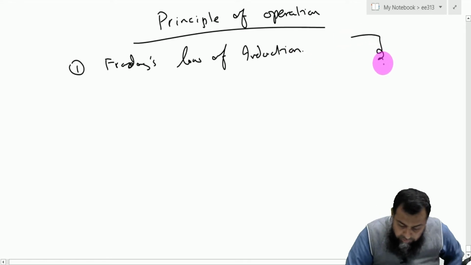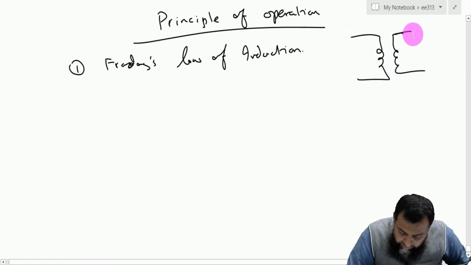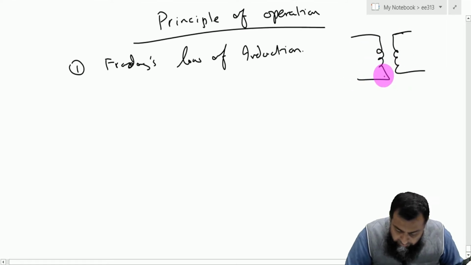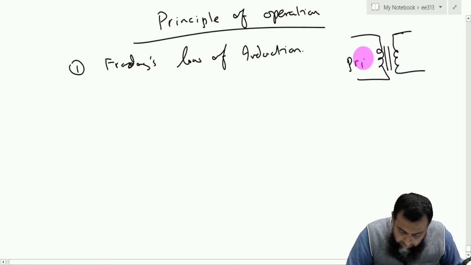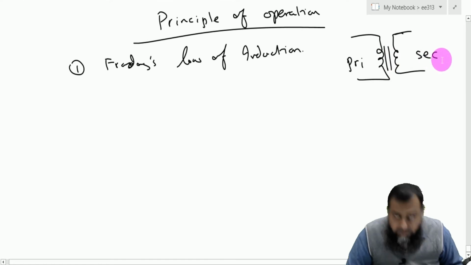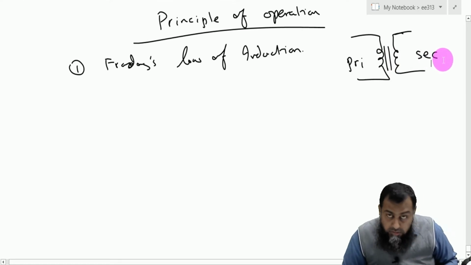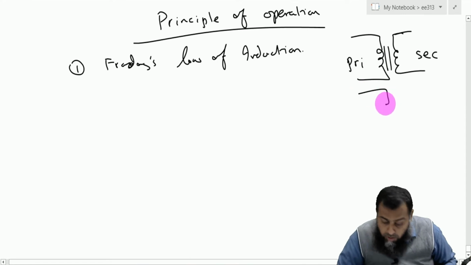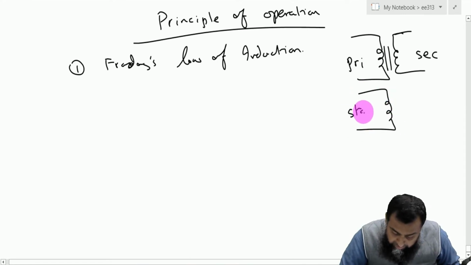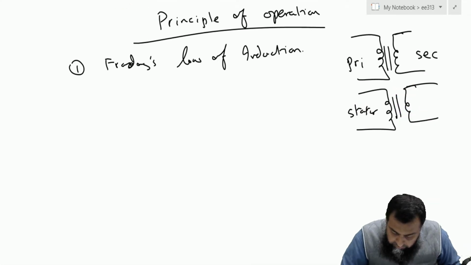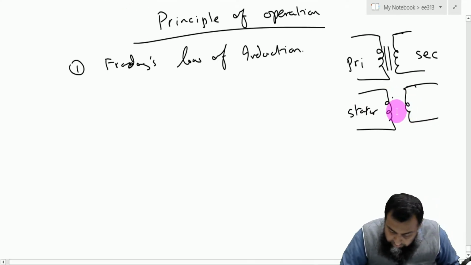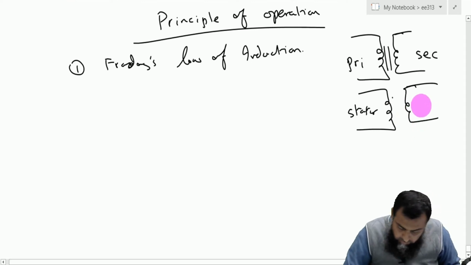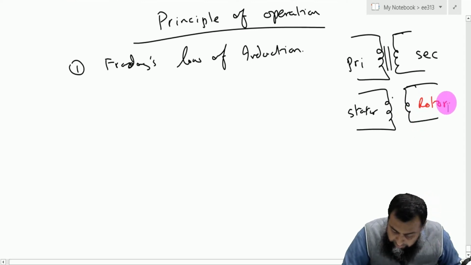However, here, instead of having a stationary secondary winding, suppose this is the transformer model: here we have the primary winding and here we have the secondary winding. The induction machine can also be modeled in terms of this simple transformer model, and we can say that the primary winding is the stator winding, whereas the secondary winding is actually the rotor winding.